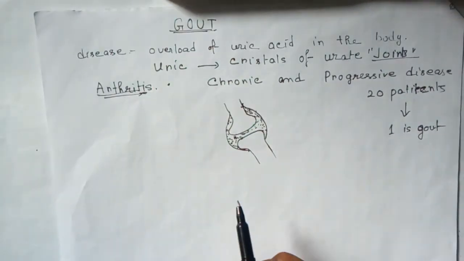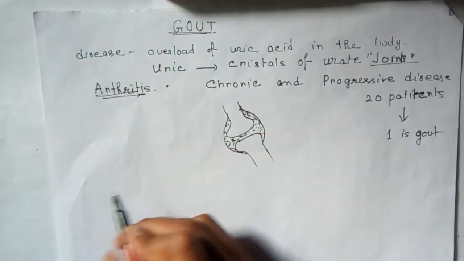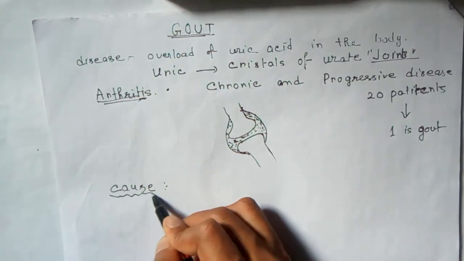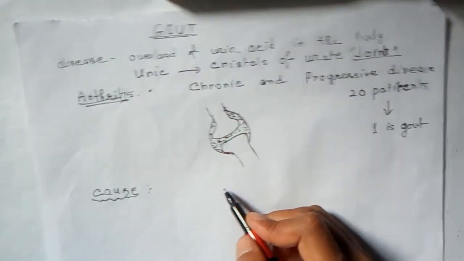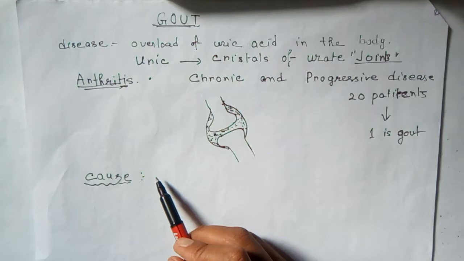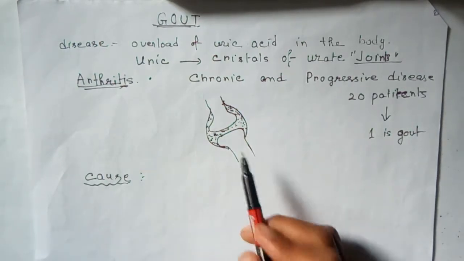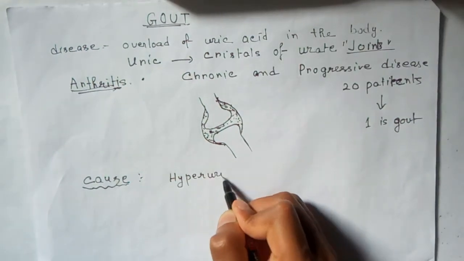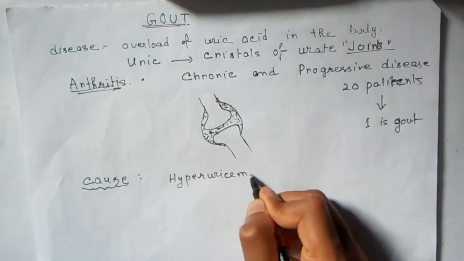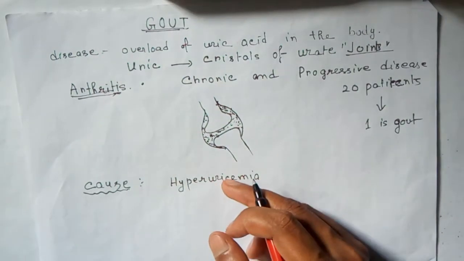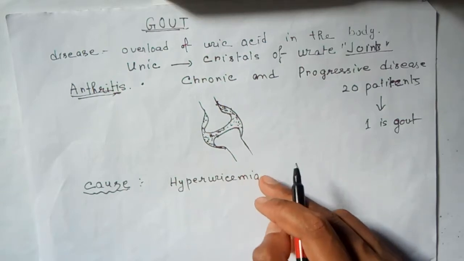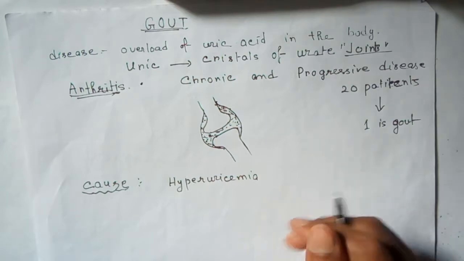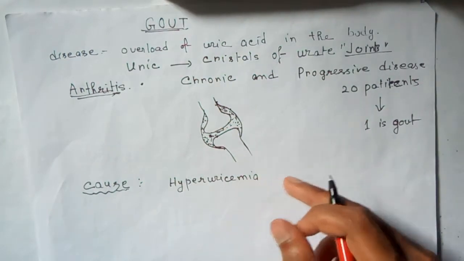So, the cause of gout: hyperuricemia. What is hyperuricemia? It is an increase in the level of uric acid in the blood. Hyperuricemia is the underlying cause of gout.